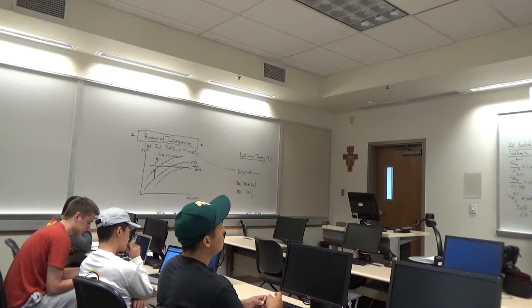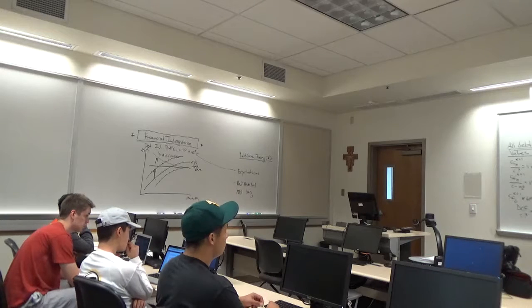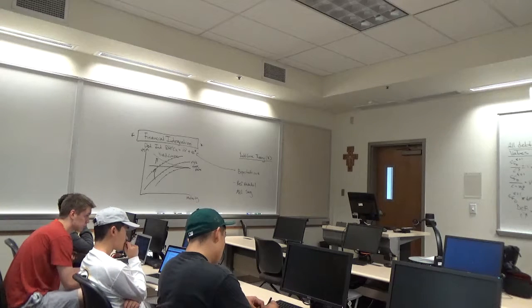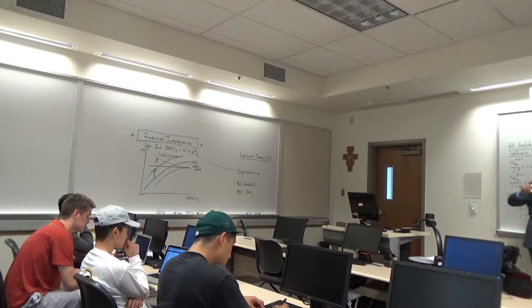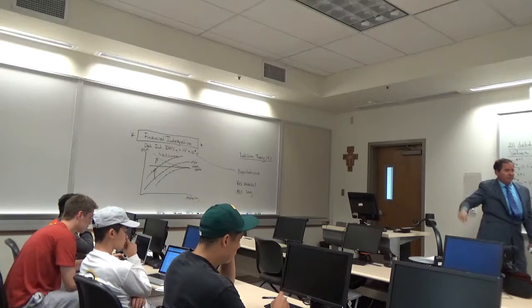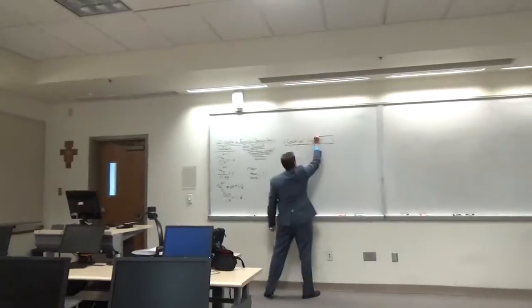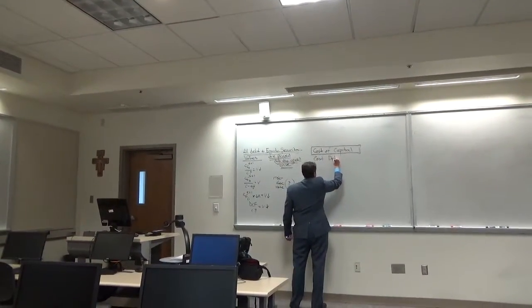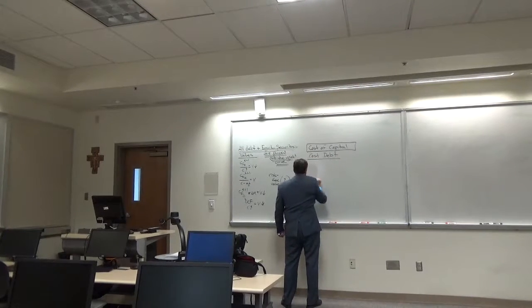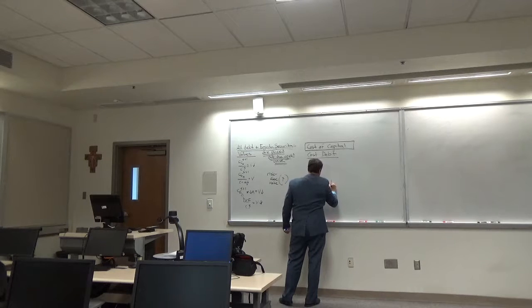Now, first thing we need to figure out is what is our cost of capital. Because if we can figure out the cost of capital, then we can figure out the discount rate that we're going to use to discount the cash flows to make the investment decision. So we've got to figure out the cost of capital. And we're going to figure out the cost of debt. And we're going to figure out the cost of equity.